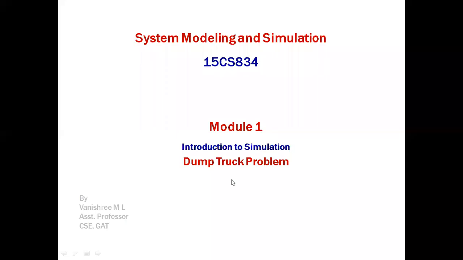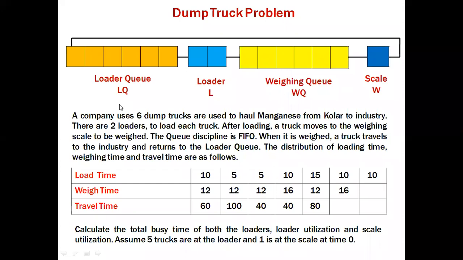Hello students, today we will see the dump truck problem. So the question is like this: a company uses 6 dump trucks that are used to haul manganese from coal to industry. There are 2 loaders to load each truck.